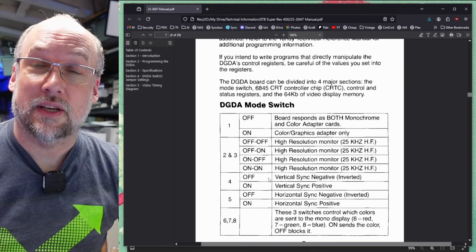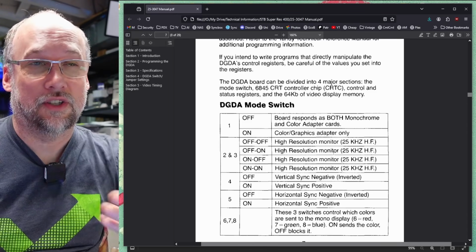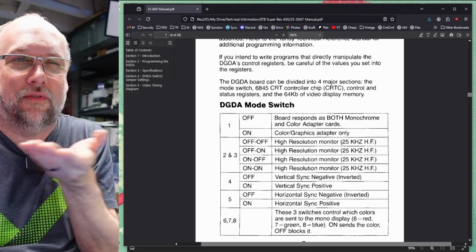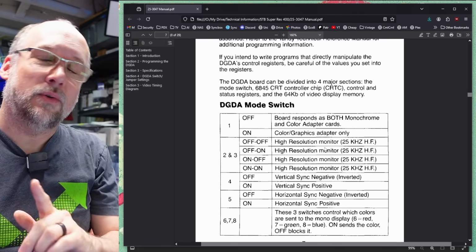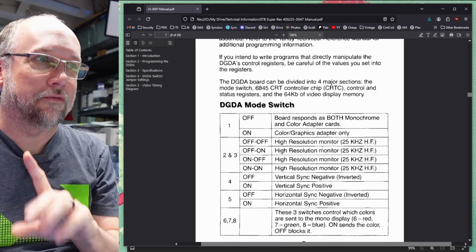And when we look at the dip switch settings on this card, which is higher up in the manual, notice it has 4 settings here, which just seem to, well, all be the same. It says 25 kilohertz high frequency monitor. I think what they had in mind here is that you could have different translation tables for different monitors.